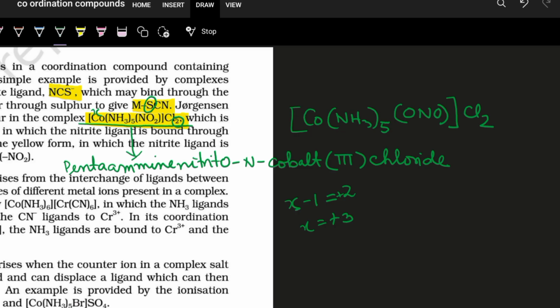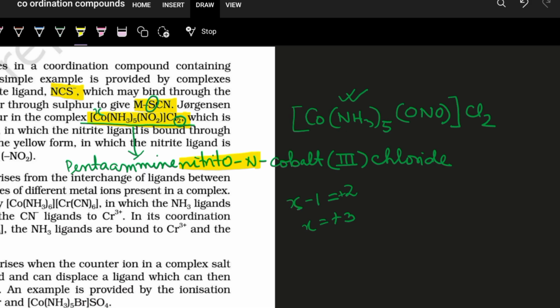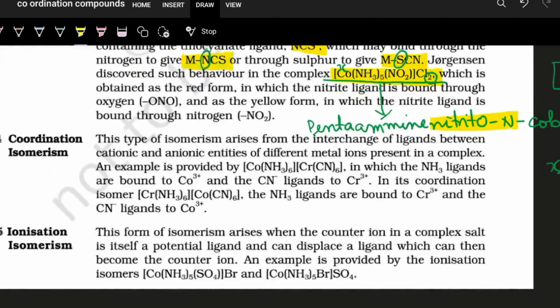So cobalt(III) chloride. What will be the IUPAC name of its linkage isomer? Only in place of nitrito N it will be nitrito O. Rest of the things will remain unchanged.